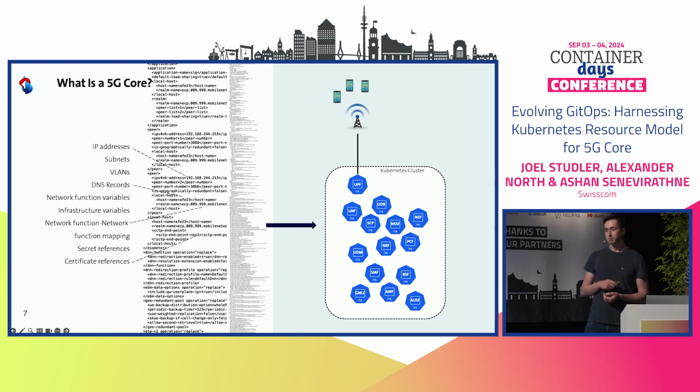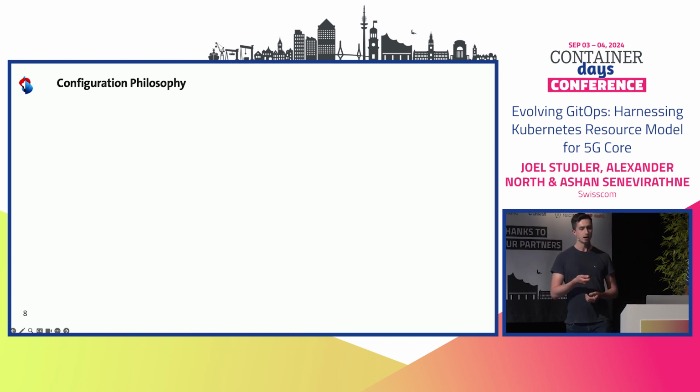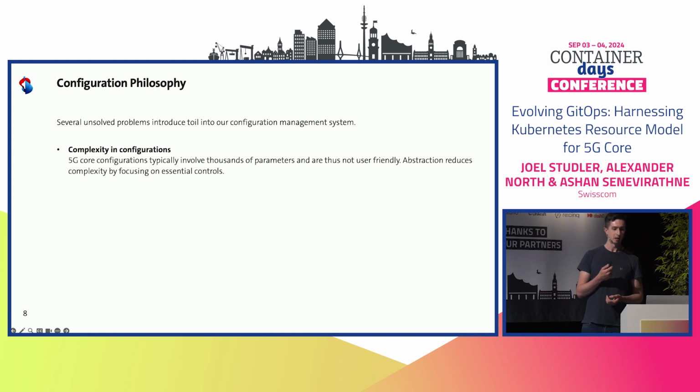We spent quite a lot of time going through our configuration and trying to find what we can use or what we can take out and abstract. And this is what we're calling our configuration philosophy. So we discovered we have lots of parameters, thousands of parameters. This is not user-friendly. We really need abstraction here to simplify working with these.